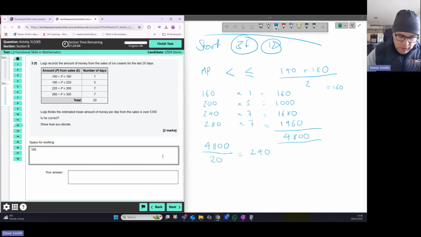My workings out here would be, I would just go straight to my midpoints and go 160 multiplied by 1 equals 160. Add what's the next one? 200 times by 5 equals 1,000, and then 240 times by 7.